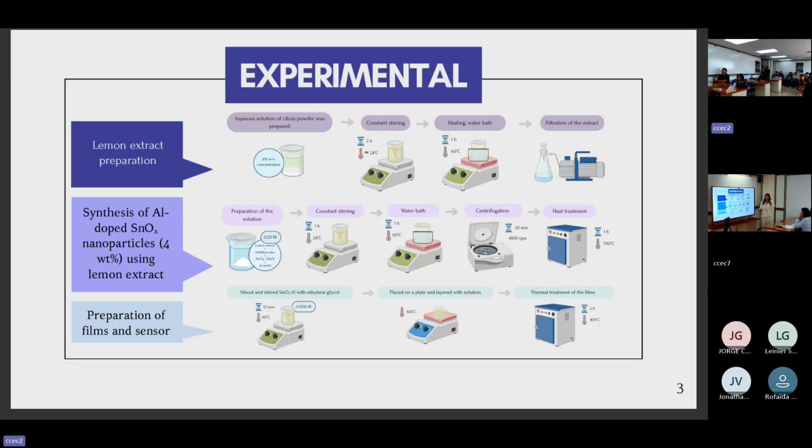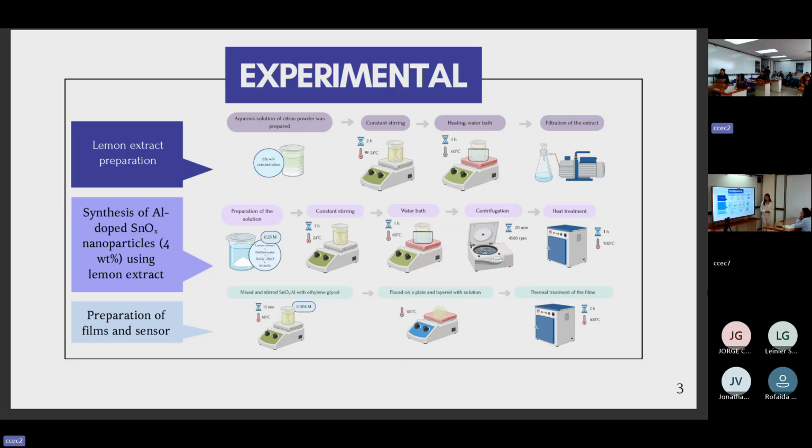Then, to synthesize the aluminum-doped tin oxide nanoparticles, we prepare the solution. Then it has constant stirring for 1 hour, and then a water bath, then centrifugation, and then a heat treatment. In this step, it has a temperature of 700 degrees that helps us to have some porous nanoparticles and more morphological structure.